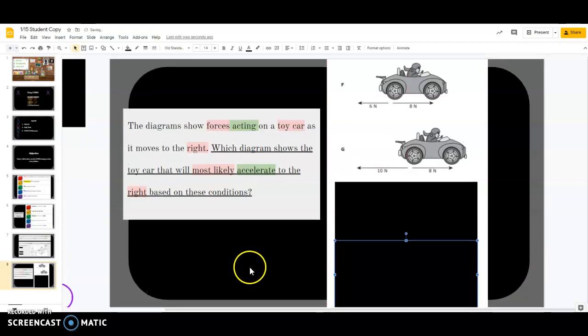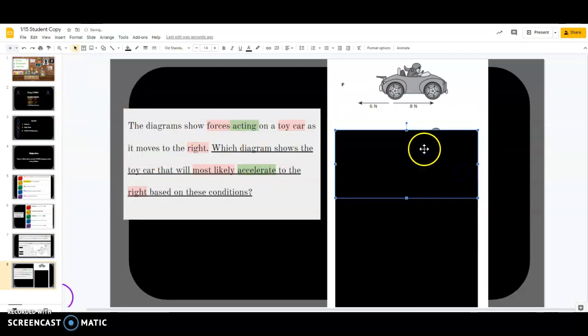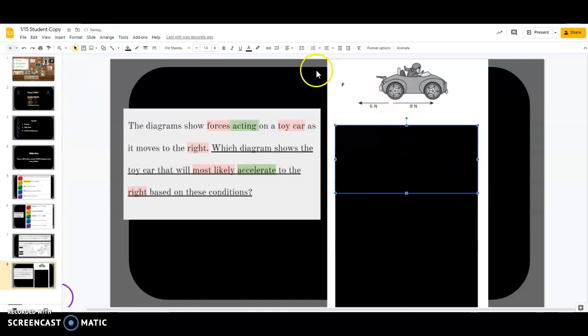Now I'm left with two options, F and G. Here with G, I have 10 newtons pulling to the left and 8 newtons pulling to the right. Again, the newtons pulling back against the car have more force. Therefore, the car is going to move back towards the left and not be able to move towards the right. This means that F might be the correct answer, so let's think about it.